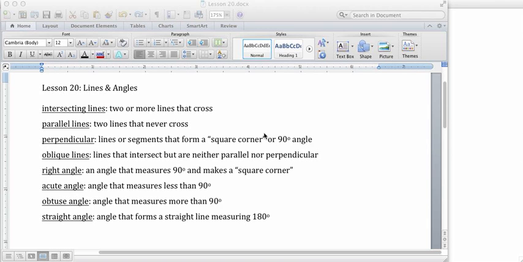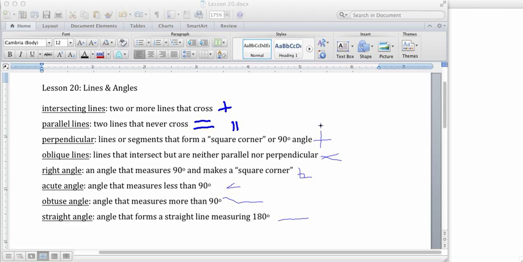So I would like you to take a moment as soon as I'm done going through all of these vocab words to pause this and write all of these definitions with the drawings down. So the first is an intersecting line, two or more lines that cross at any degree. Parallel lines never cross. Perpendicular lines form a square corner or a 90-degree angle.